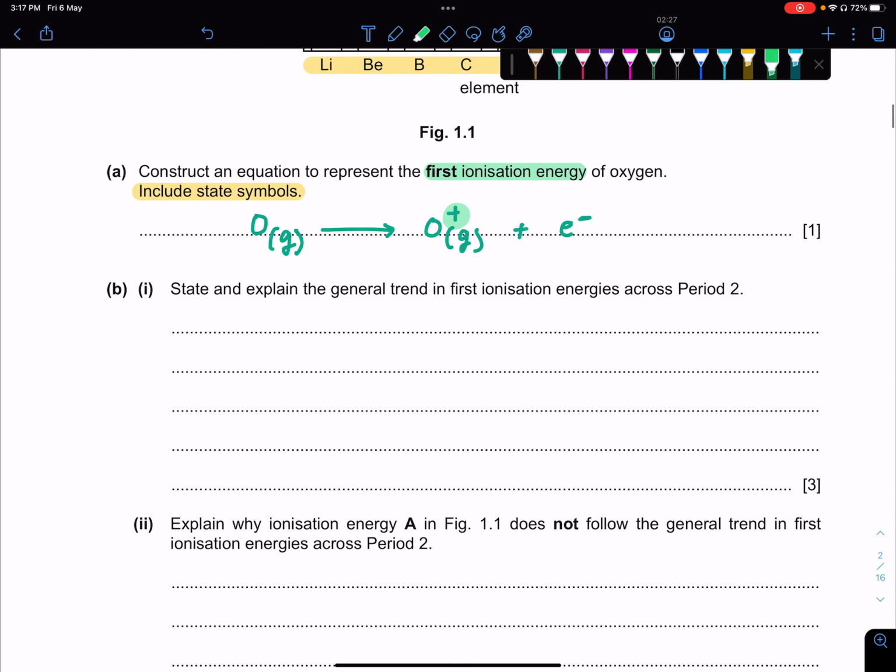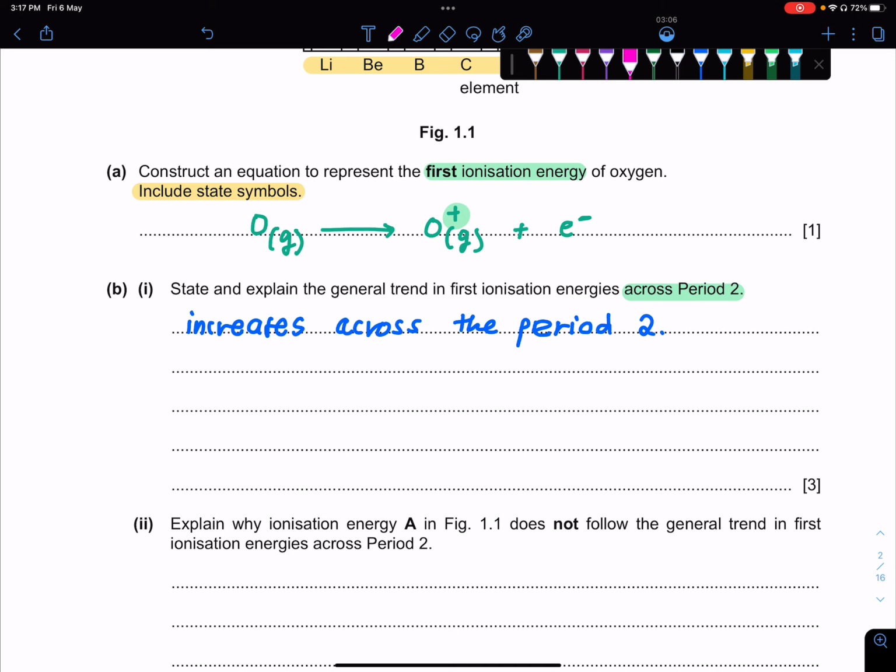Now next part. State and explain the general trend of first ionization energy across period 2. Very simple question. First of all, there's 1 mark for stating the trend, and 2 marks are for explaining the trend. We know that ionization energy increases across the period. Now what's the reason for this, across period 2, or whatever the period is, 3 or whatever, it increases across the period. Now what is the explanation for this?